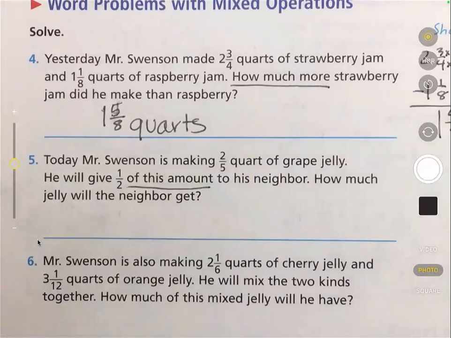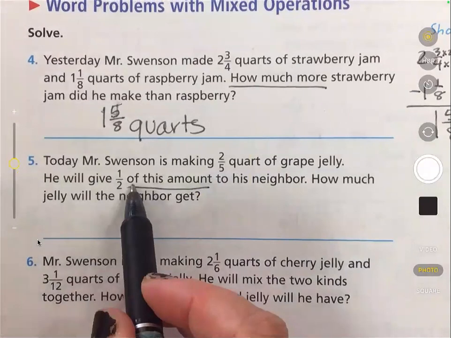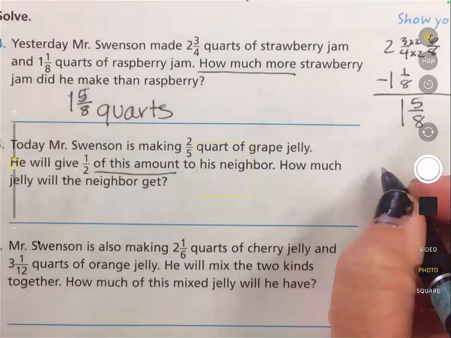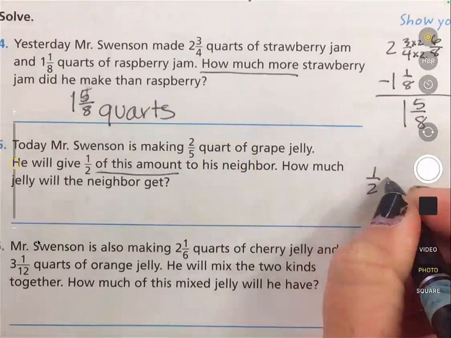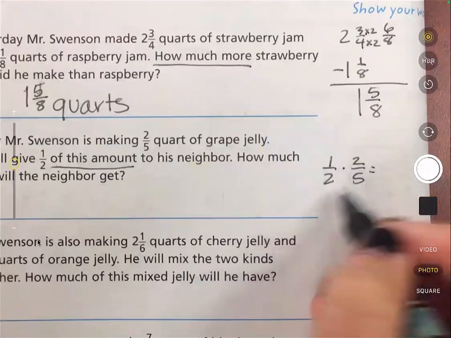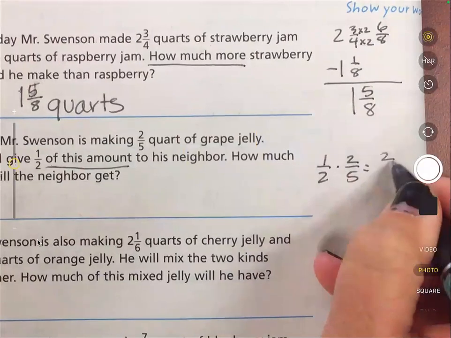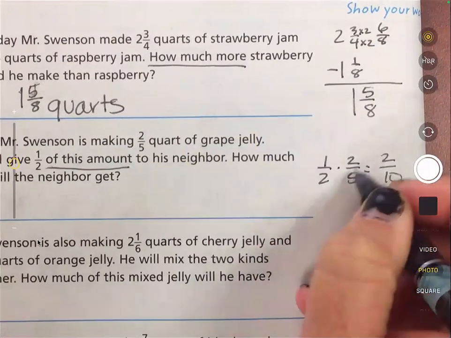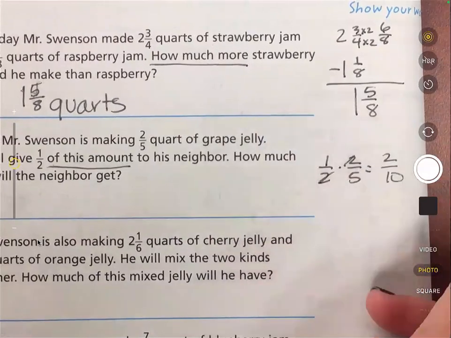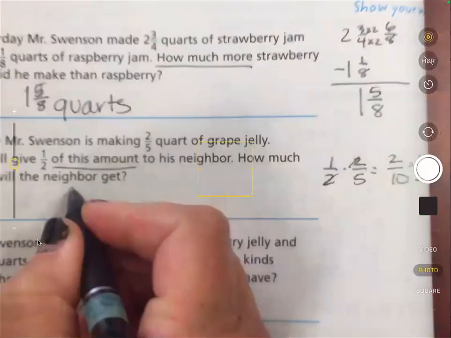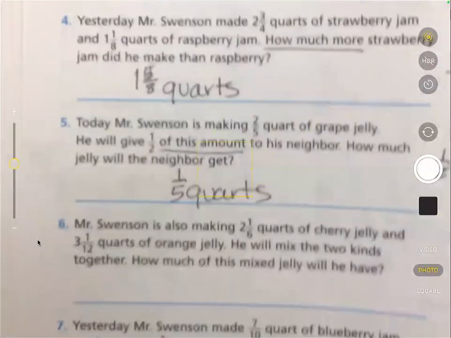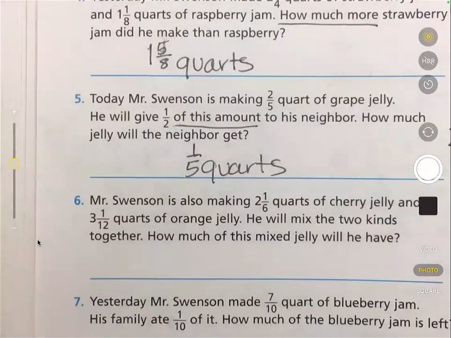Multiply, because he's getting half of the 2/5. You guys could probably beat me in doing this one. 1/2 times 2/5. Oh, I could even cross cancel, can't I? Because I've got my 2's. Well, let's see. If I don't cross cancel, I get 2/10. If I do cross cancel, because remember the same number across from each other, I can just cross it out. And I get 1/5. So I have 1/5 quarts. That's how much his neighbor's getting. 1/5 quarts of jam. Yay.